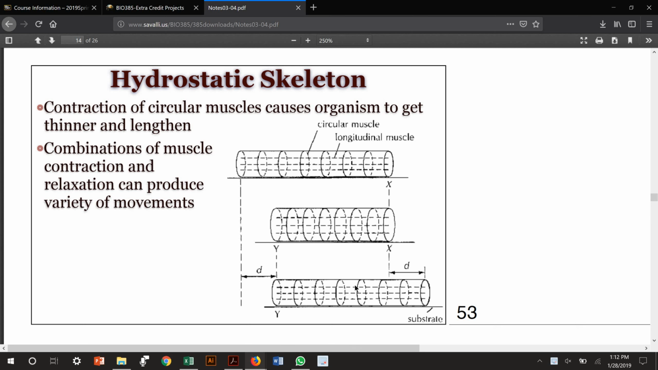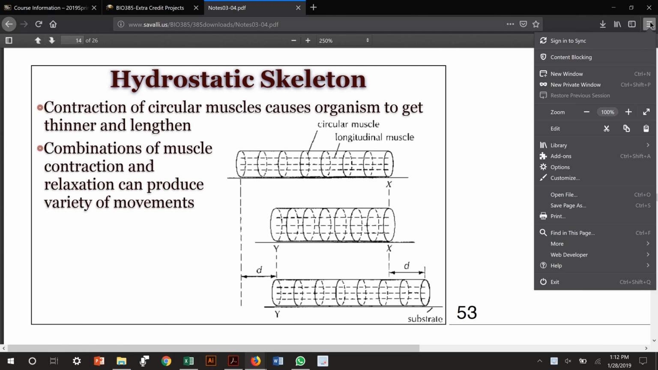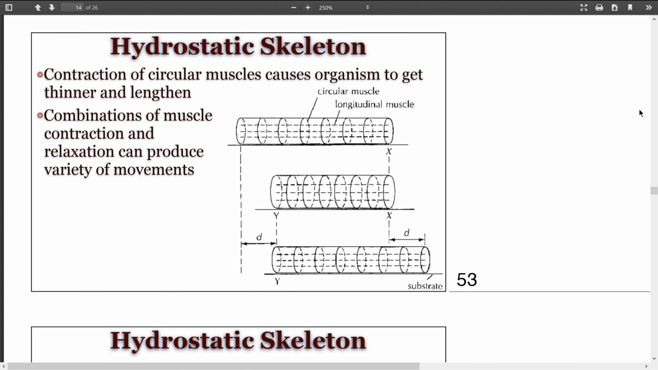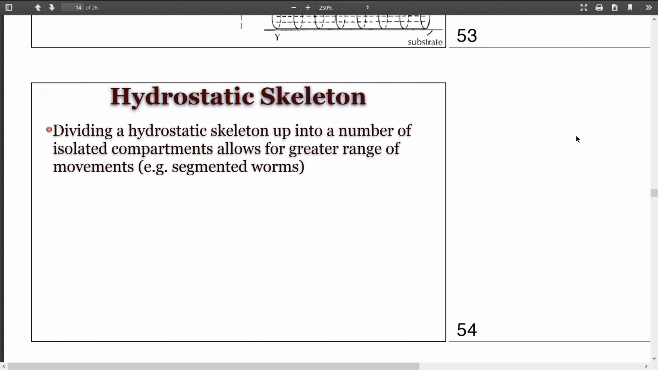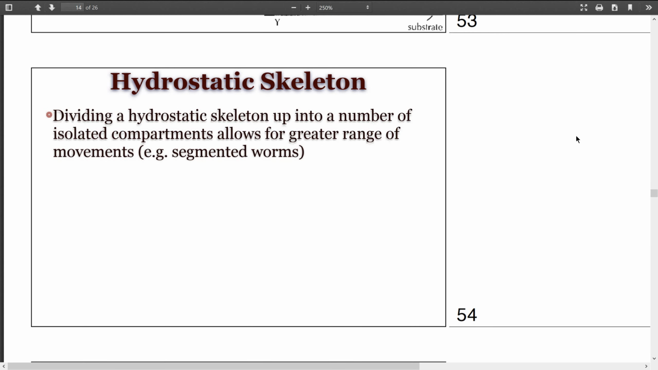So you have two sets of muscles. One set of muscles makes the body narrower and longer. The other set basically makes the body shorter and broader. So you can use these actions to change shape and allow the animal to work its way through the environment.